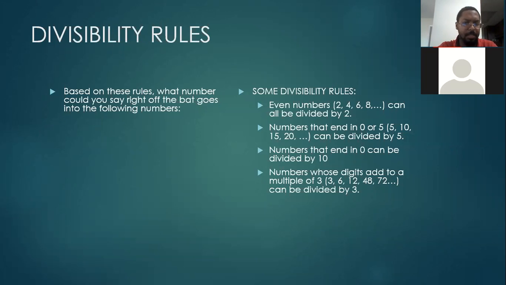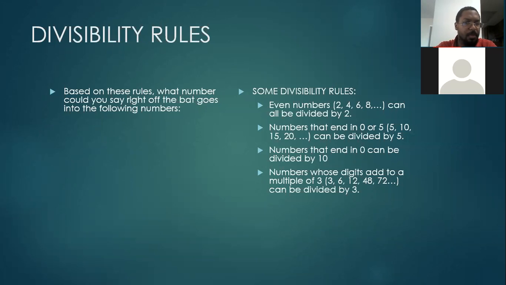And last but not least, if I look at numbers whose digits add to a multiple of 3, this is a little more tricky, but let's take something like 3 and 6. That's easy. 3 and 6 are both divisible by 3. 3 goes into 3, 3 goes into 6. We already know that. But what about 12?